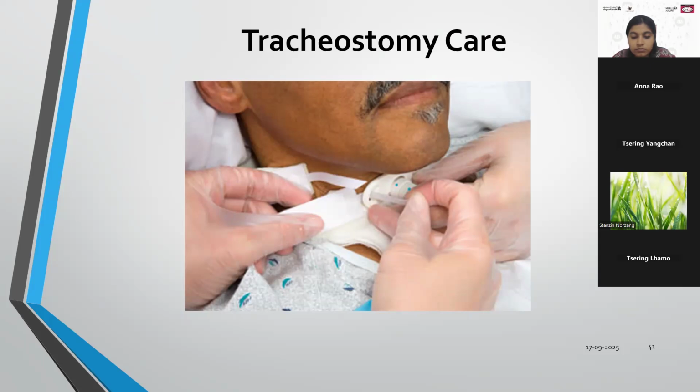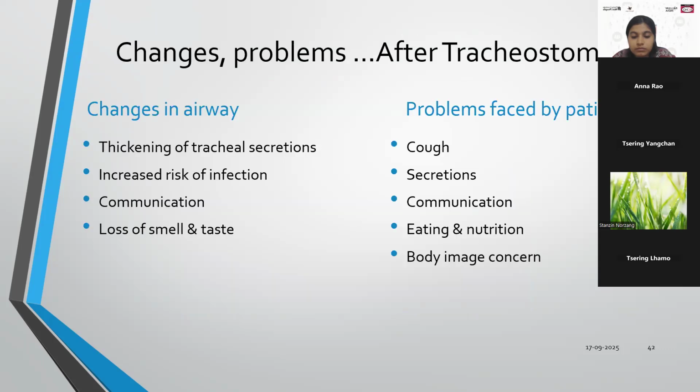Based on this, the patient will complain of cough, a lot of thick secretions coming, or of not being able to remove secretions because they have all dried up. He is not able to communicate. The patient finds eating and nutrition difficult. And of course he cannot hide the tube, so body image is also a problem. So, for routine care here also the patient has to use a mirror. Next slide, ma'am.